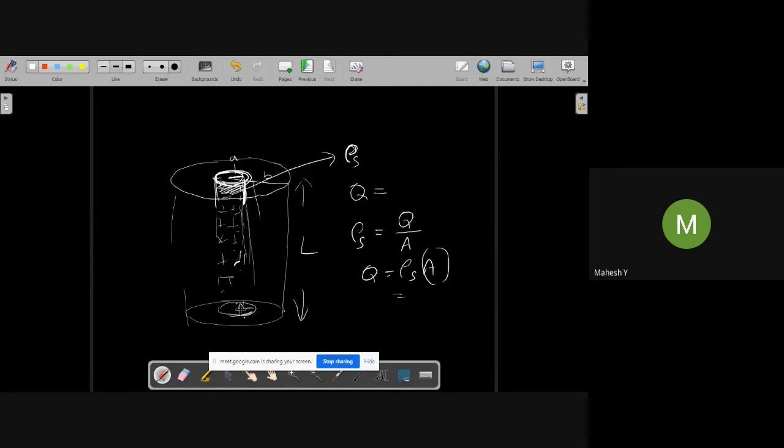So what is the perimeter of this circle? That will be 2 pi radius. So the radius is A. Now this perimeter is extended up to a length L. So the total area will be rho s into 2 pi A L. Correct? Q is equal to rho s into 2 pi A L. Okay. So we got the charge Q. Now we have to find, according to Gauss's law, what is that?